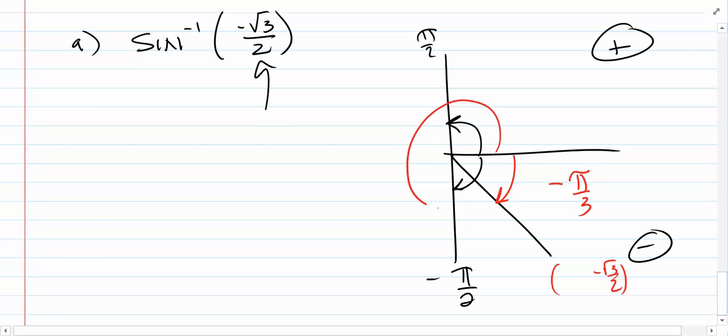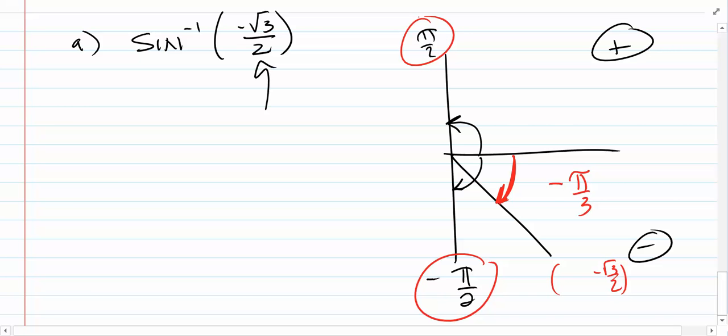Because most people will go this way, all the way around, and say 5 pi over 3, this one. That one goes outside the boundary. We're not allowed to go that way, so instead we have to find a coterminal angle, and we have to take the one that goes down because we have to stay between negative pi over 2 and positive pi over 2. So therefore, we're looking at negative pi over 3. You guys good with that?